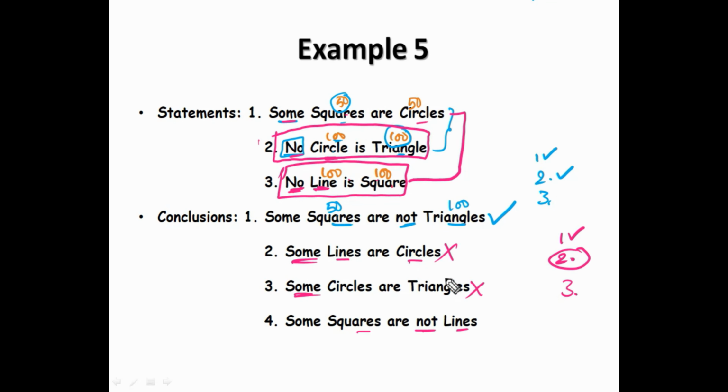And the third step is income and expenditure. So how much do we need as expenditure? Some means 50 and no means 100. So squares is having how much income? 100 income. We can spend 50. Line is having how much income? 100 income. Can you spend 100? Yes. So it follows. So the answer for this question is only conclusion 1 and 4 follow. Only conclusion 1 and 4 follow.